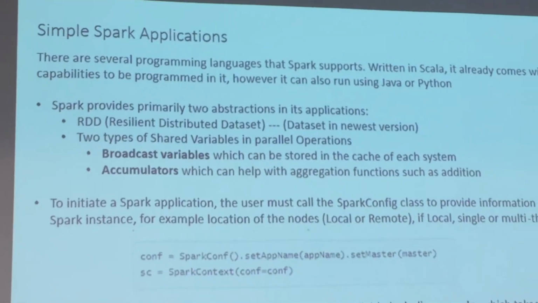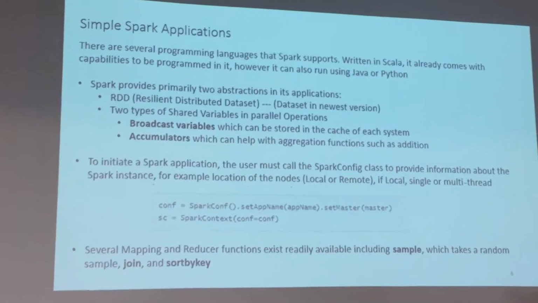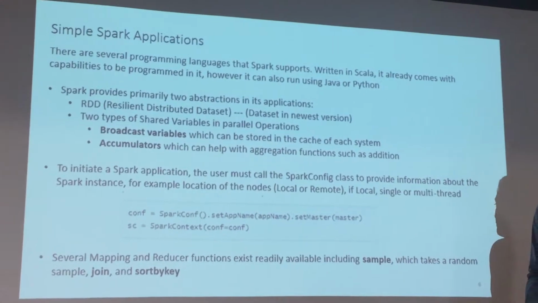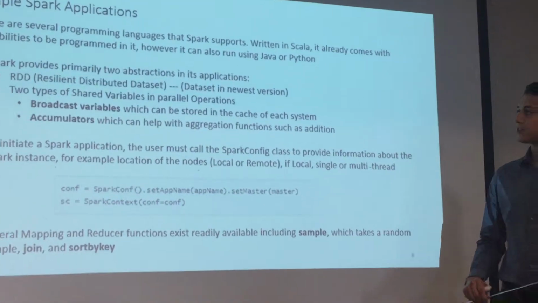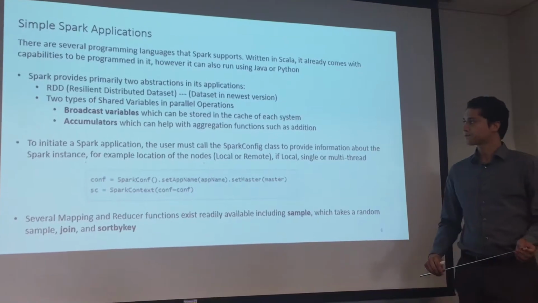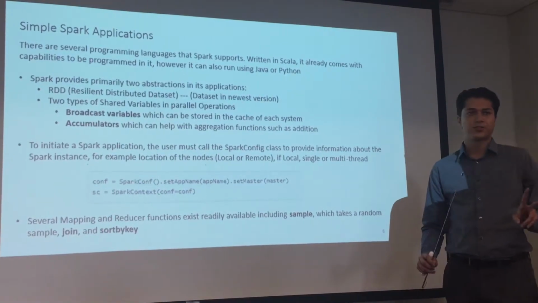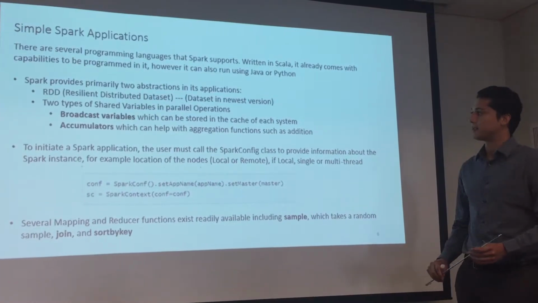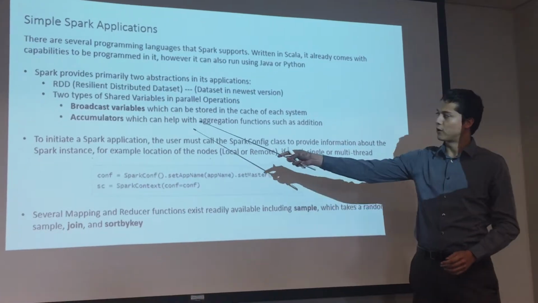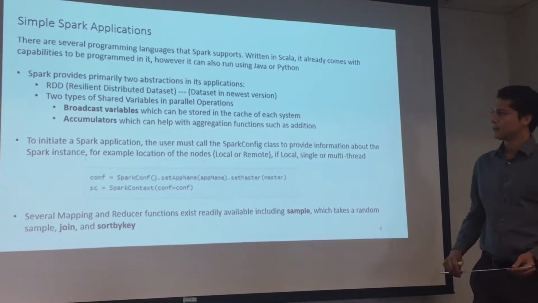So in Spark, you can program using 3 different languages: Scala, Java, and Python. And Spark itself provides 2 abstractions: as mentioned earlier, the resilient distributed dataset, now known as just dataset, and then 2 types of shared variables that can be used in parallel. One is called the broadcast variables, and the other is called the accumulator.